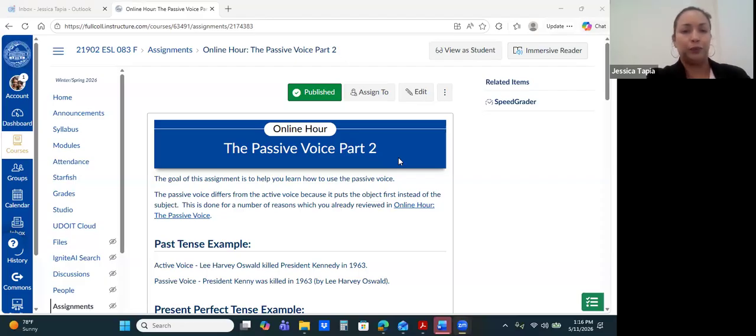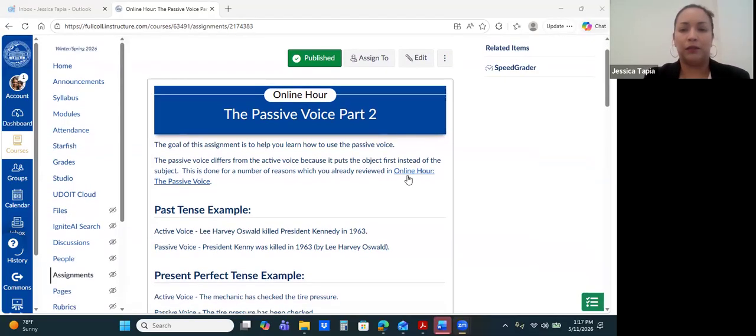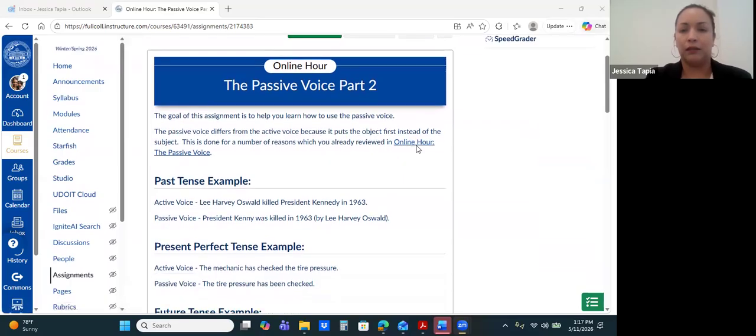For this week's online hour, we are going to continue reviewing the passive voice. You should have a handout like this with 3 pages total. That is 6 exercises because it's front and back. If you don't have it, you can print it here by clicking on Online Hour, the passive voice here in the blue on your screen.